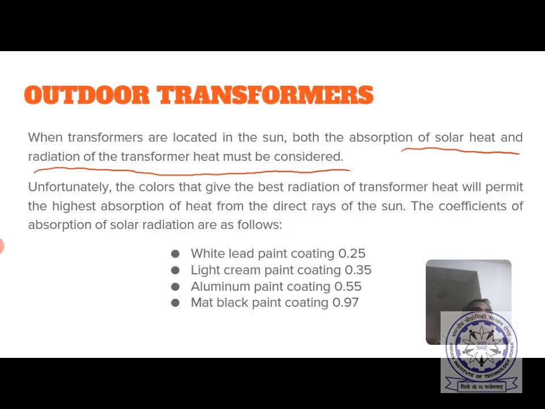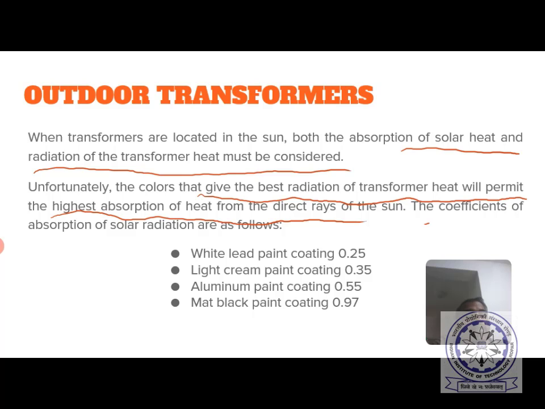If the absorption is more, like if we use a black body, then the heat absorption may be more, and then they may heat up. So although better radiation is possible with black paints, since metallic paints reflect sunlight well, it is better to use metallic paints only. Unfortunately, the colors that give the best radiation of transformer heat will permit the highest absorption of heat from the direct rays of the sun.